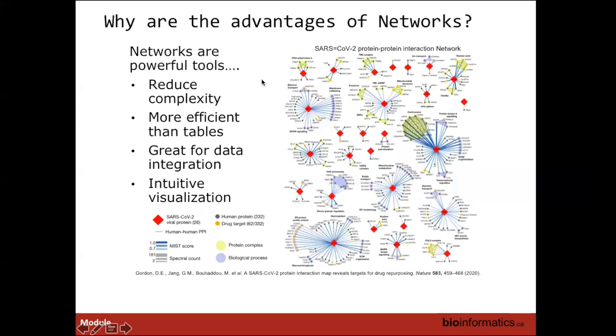So what are the advantages of networks? Networks are powerful tools to reduce complexity. They are more efficient than tables. They are great for data integration, and they represent an intuitive visualization. Here on the right is an example that illustrates this concept. This network was built in 2020, representing the SARS-CoV-2 proteins, I think 26 out of 29. They were tagged and pulled down to detect the human proteins that could physically bind or interact with them. So this network is what we call a protein-protein interaction network.